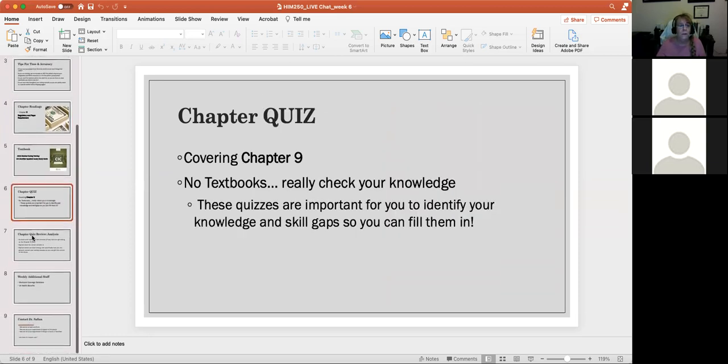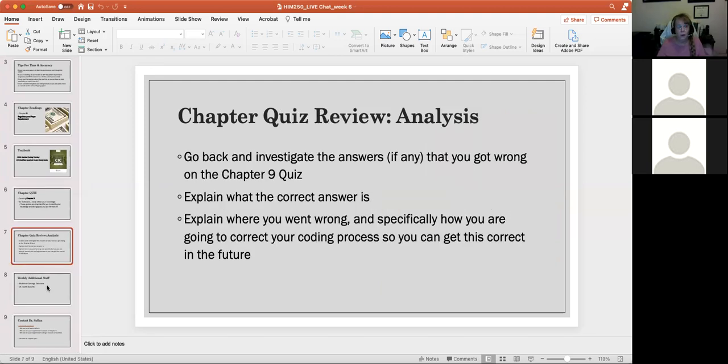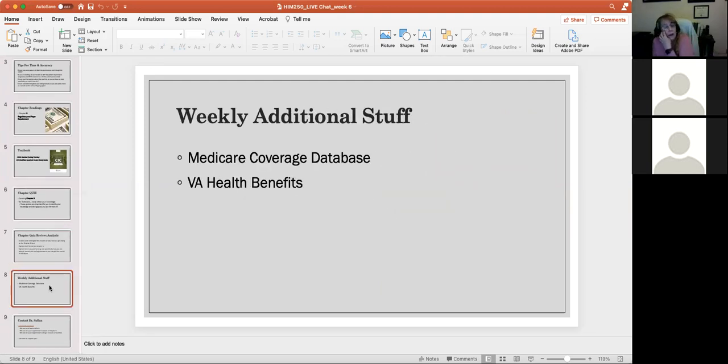Then you know what you're doing here. The additional stuff that I shared with you is the Medicare coverage database that should have information on MIPS and VA health benefits. I don't know that you're going to have that much on TRICARE. Occasionally they'll throw stuff in on that. My watchword is never give up any points, so you don't give up any knowledge for any possible questions. But I think this should help prepare you without any problems.